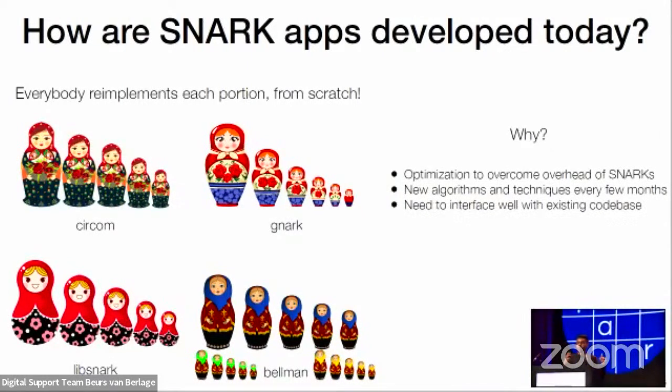You want to be able to integrate your ZK SNARK code into your existing code base, which again is easier if you control the code base from top to bottom, right? So there's a number of reasons to do this, and this is why people have been developing these libraries. But it comes with its drawbacks, right? You waste a ton of re-implementation effort across the community. The same protocols might be implemented in all of these libraries.